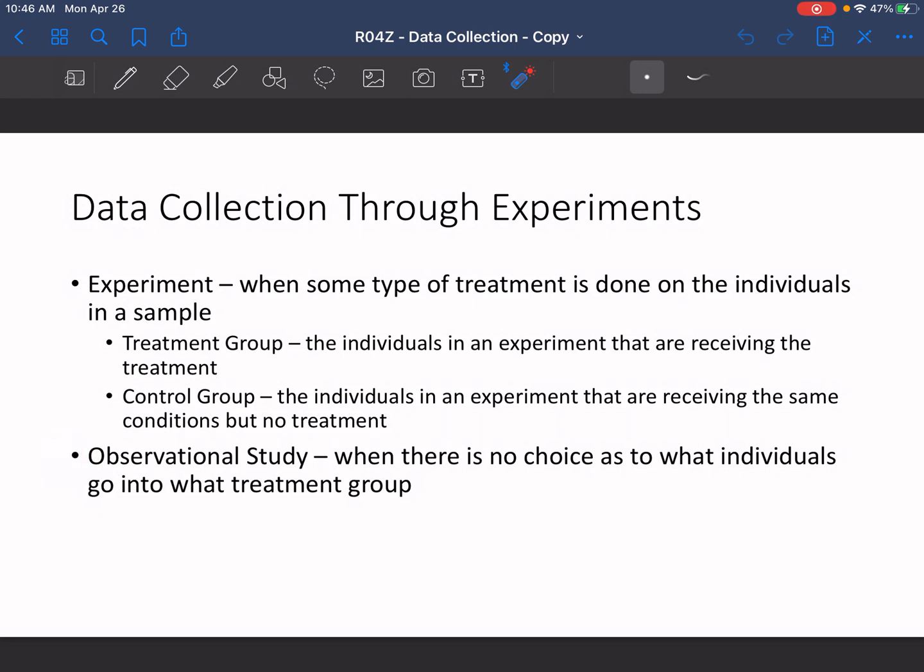And then we have this idea of an observational study, and that's when there is no choice as to what individuals go into what treatment group, basically, whether they're in the treatment group or the control group.